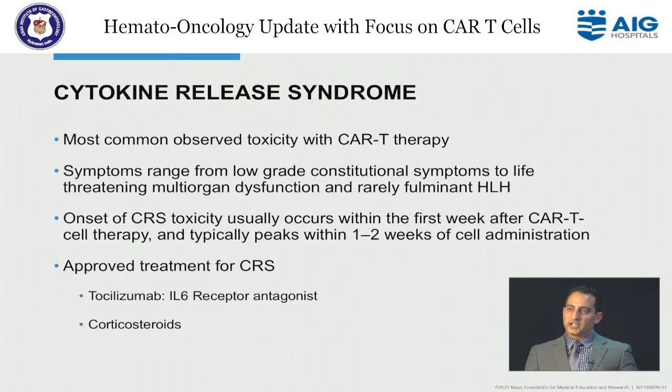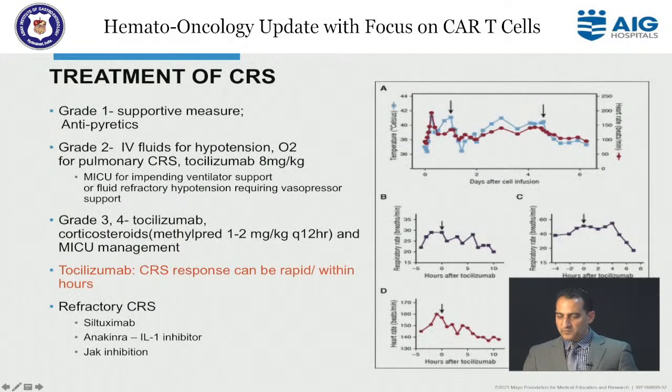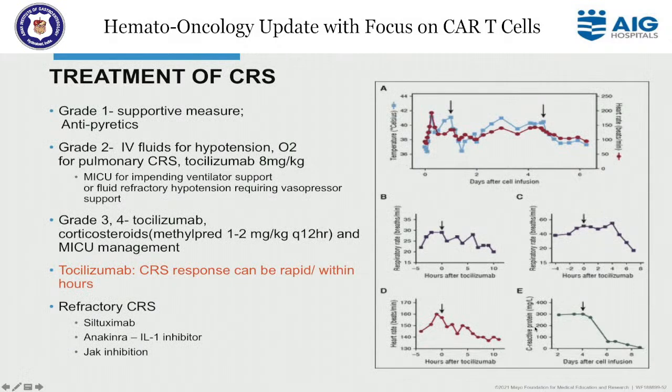So we've used anakinra, we have done other things, but it was not much of an issue. We were able to handle it. As I mentioned, the treatment of CRS, grade 1 could be just supportive, grade 2 could be IV fluids for hypotension, oxygen, but very frequently we just start with toci right away, and sometimes the patients need a second dose of toci.